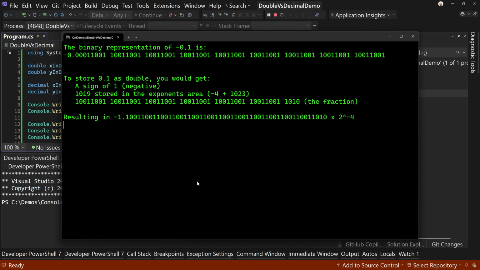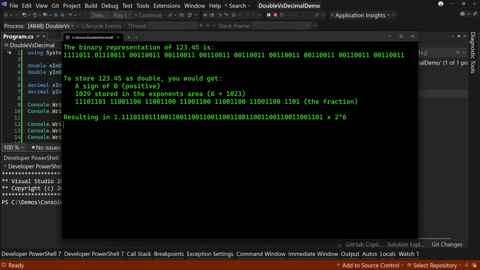Okay, let's look at one more. Let's look at 123.45. Well, first of all, we have numbers to the left of the decimal point. So guess what? We need to count how many. 1, 2, 3, 4, 5, 6. We're going to put the decimal point right there. So therefore, we put 6 here and add it to 1023 and get 1029.